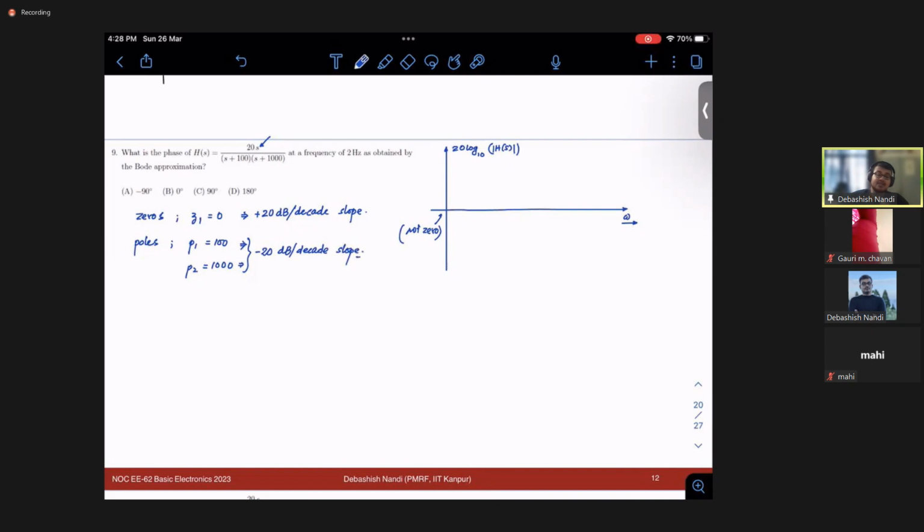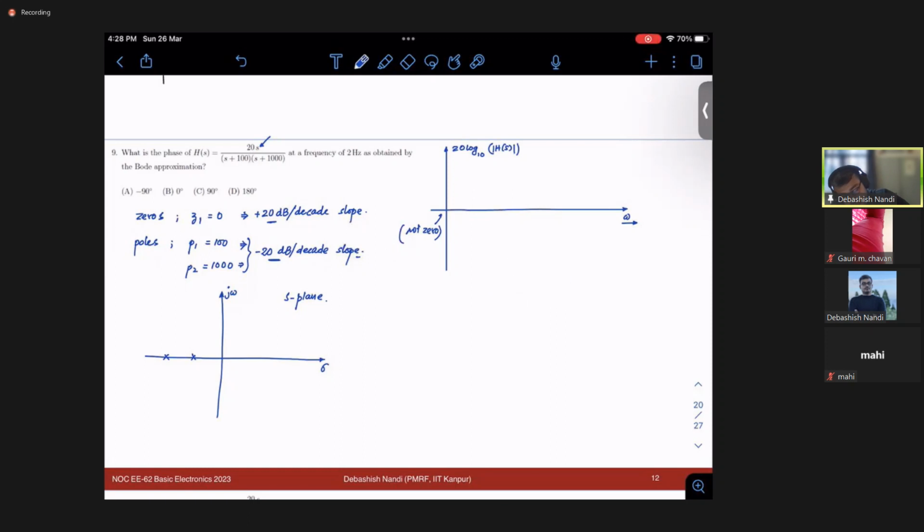But these things will change if your poles are in the right half or the left half of the axis. So far we are discussing this is your j omega, this is your sigma, this is your s plane, right? We are discussing left hand side poles only as of now, okay? If the poles are at right hand side, these conditions will not be valid. So left hand side poles will contribute minus 20 dB per decade slope, right?